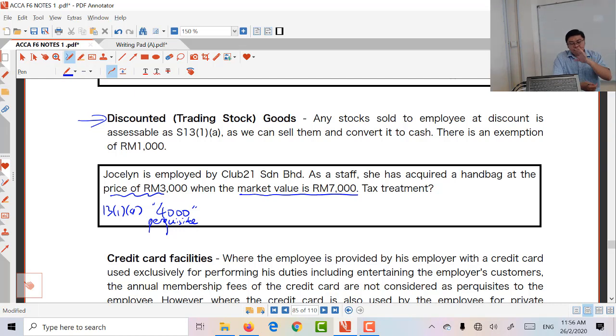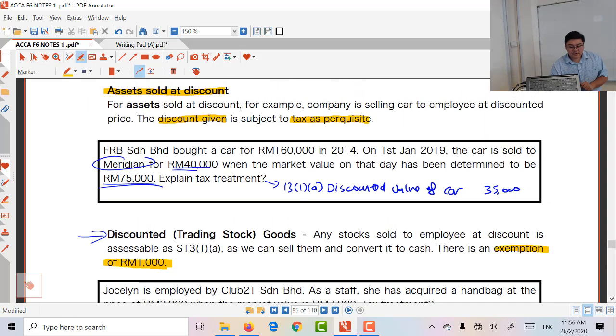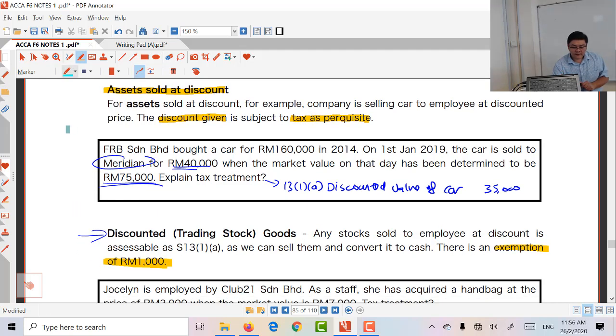See that? Now, but we have exemption. We have exemption. So there is an exemption given up to 1,000 ringgit. Now, take note of these two. This one and this one. In order to enjoy the 1,000 ringgit exemption, it has to be your product. You're selling that product. See, I'm selling handbags. See that? I'm selling handbags. You're buying the handbag at a discounted price. The discount got exemption. Okay?